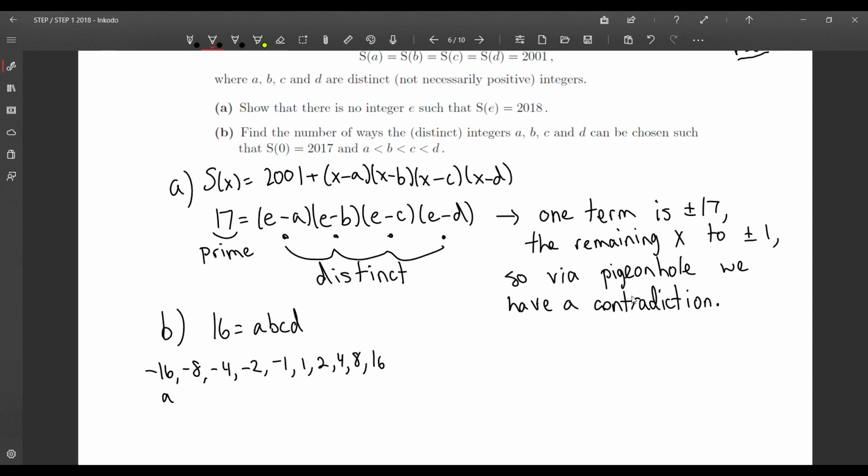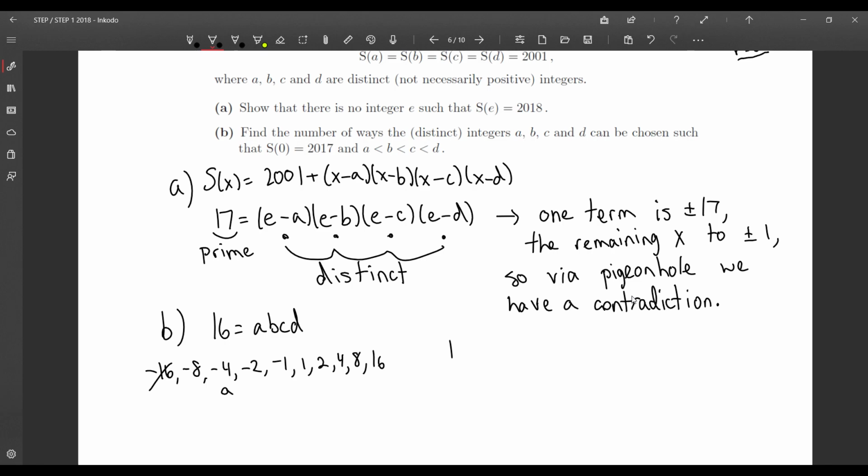We can't do that for distinct integers, so negative 16 is out of the picture. Now suppose we picked A as negative 8, and we needed something to multiply to negative 2, then we could do negative 1, 1, and 2. So that's one path. I'm just going to tally up.